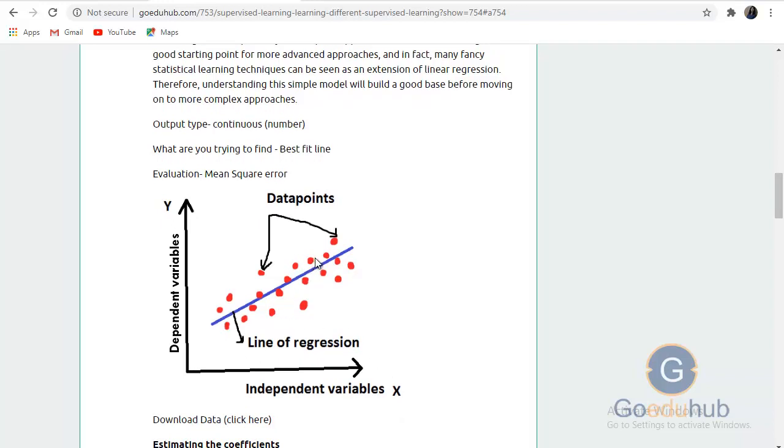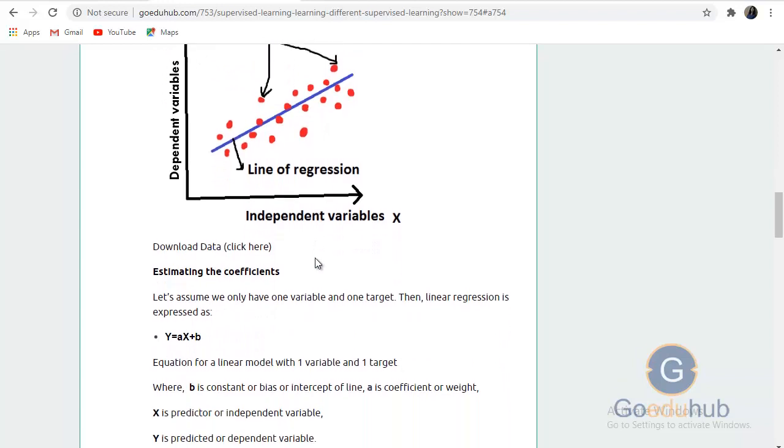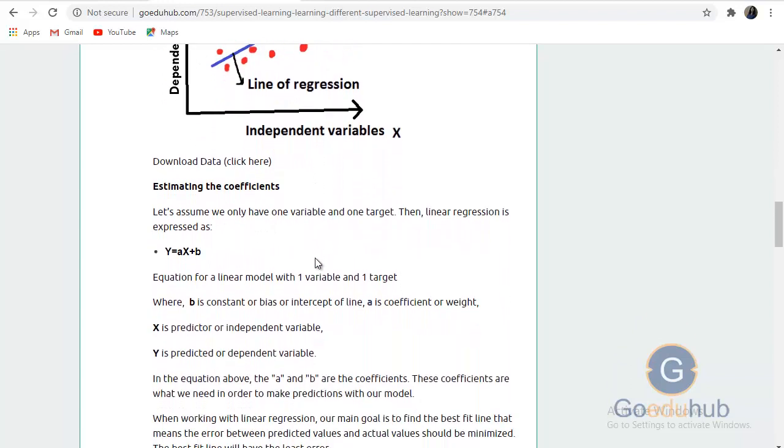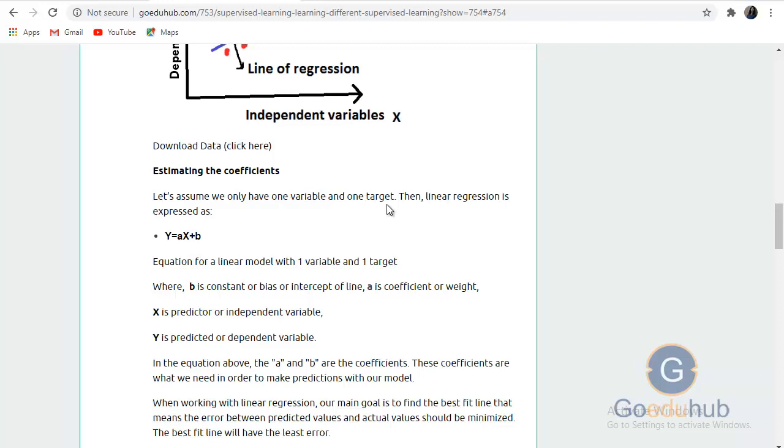Okay. Now the question that comes to mind is how to obtain the best fit line. Basically, this best fit line can be easily obtained by the least square method. Whichever error method you take, like mean square error or least square error, it is the most commonly used method for fitting a regression line. I'll show you. First we will see the equation for linear regression. Let's assume we only have one variable and one target, like in simple linear regression. It can be expressed in the form of the equation y = ax + b. This is the equation for the linear model with one variable and one target. Here the variable is x and the target is y.